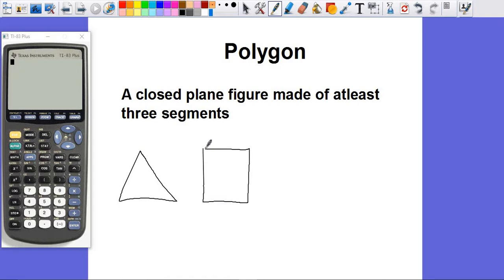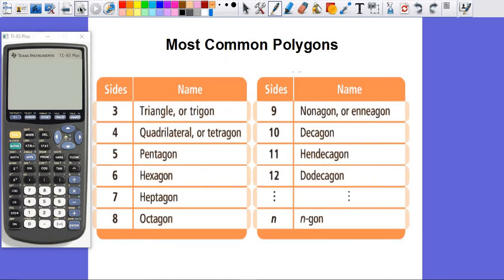One that a lot of people don't automatically assume is a polygon is something that looks like this. But does it have at least 3 segments? Yes. Is it closed? Yes. Therefore, it is still a polygon. It's just a specific type we're going to talk about here in a minute, all right? So, let's talk about our most common polygon names, all right?